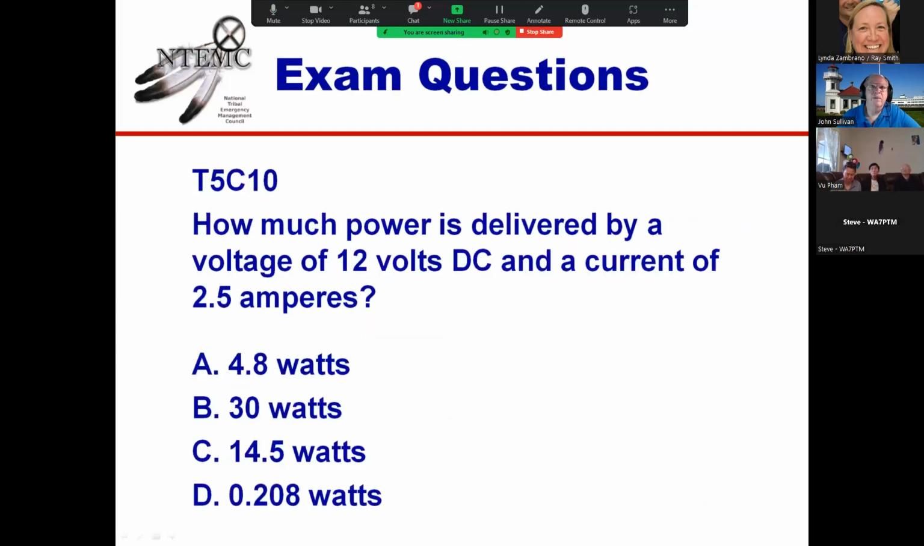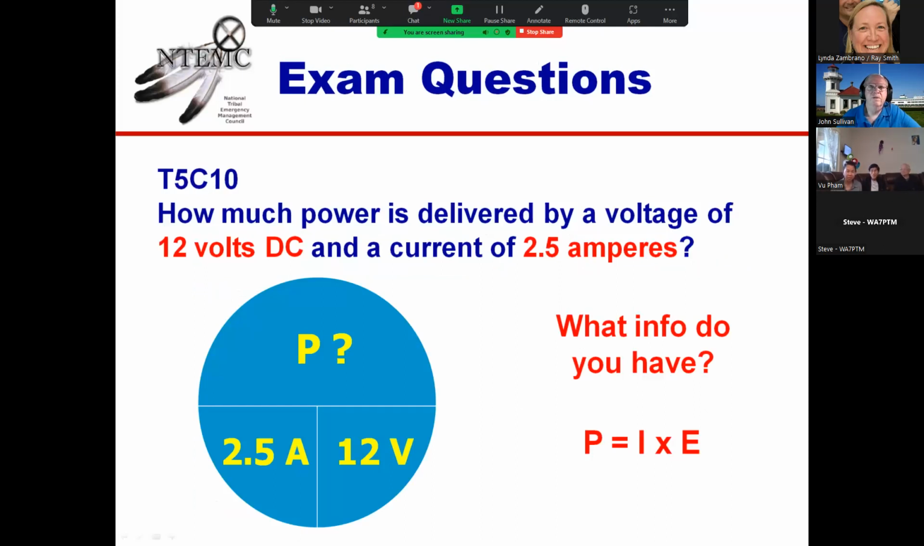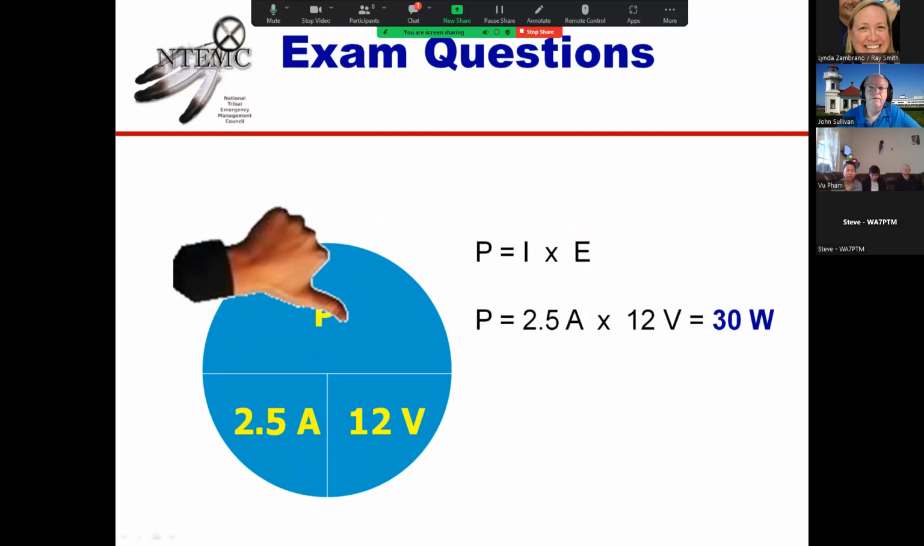How much power is delivered by a voltage of 12 volts DC and a current of 2.5 amps? Going to do the exact same thing. We're solving for P again. We're going to put our thumb over that P, 2.5 amps times 12 volts. Okay, 30 watts.